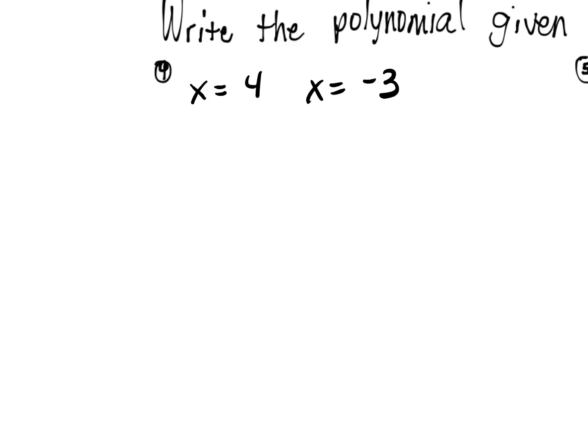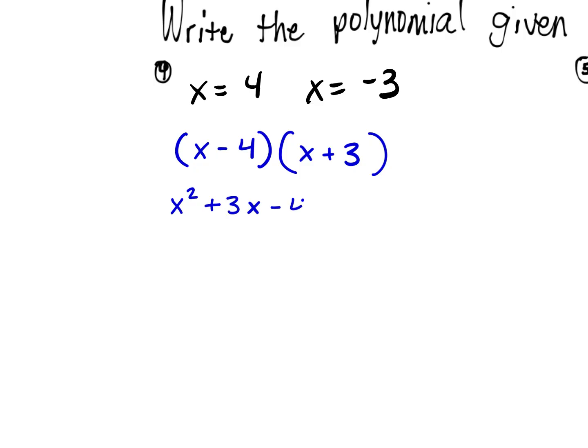So with number 4, how would I put this in factored form? X minus 4, awesome, and x plus 3. What would we do from here? FOIL. We get x squared plus 3x minus 4x minus 12. Then what should we do? Combine like terms. So x squared, what's 3x minus 4x? Minus x minus 12.